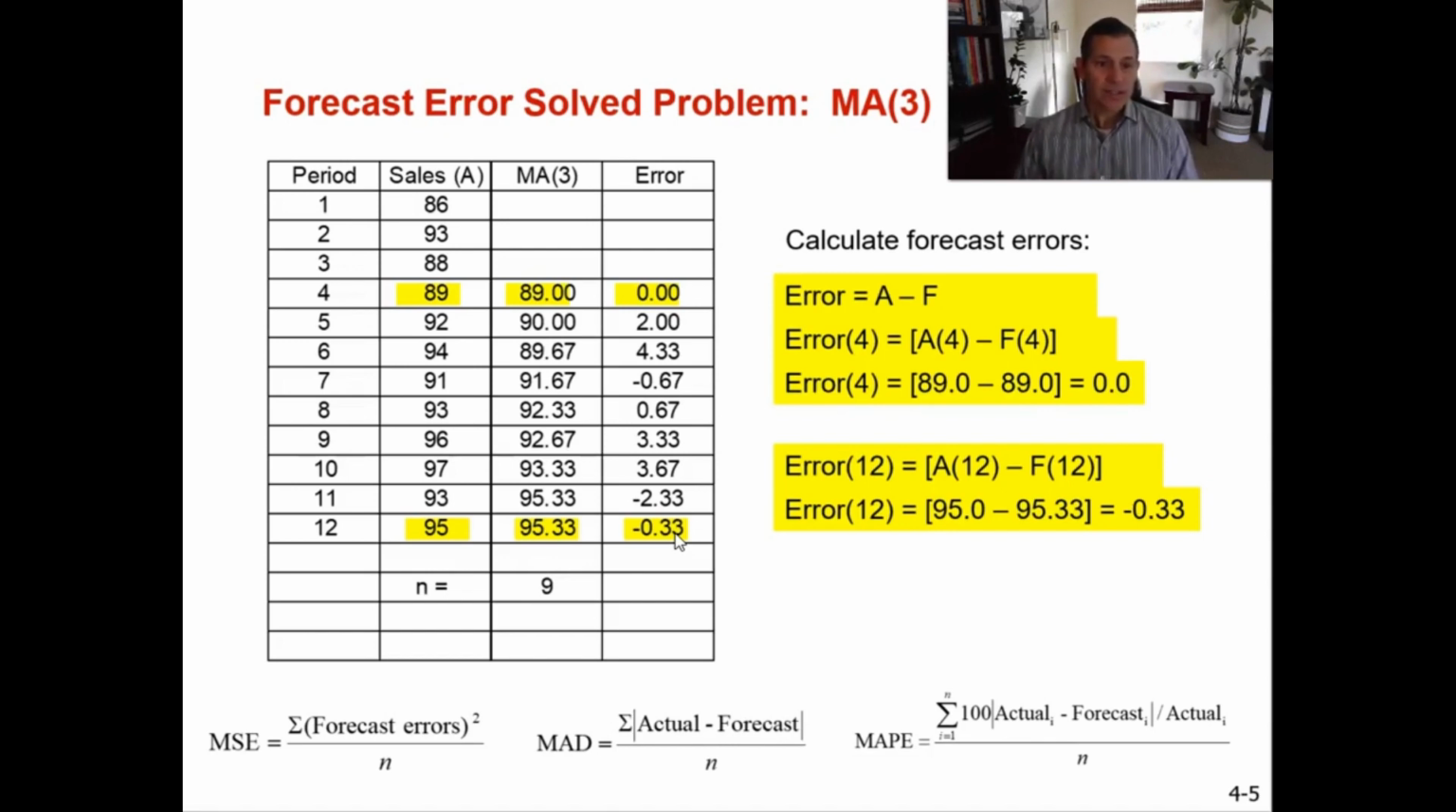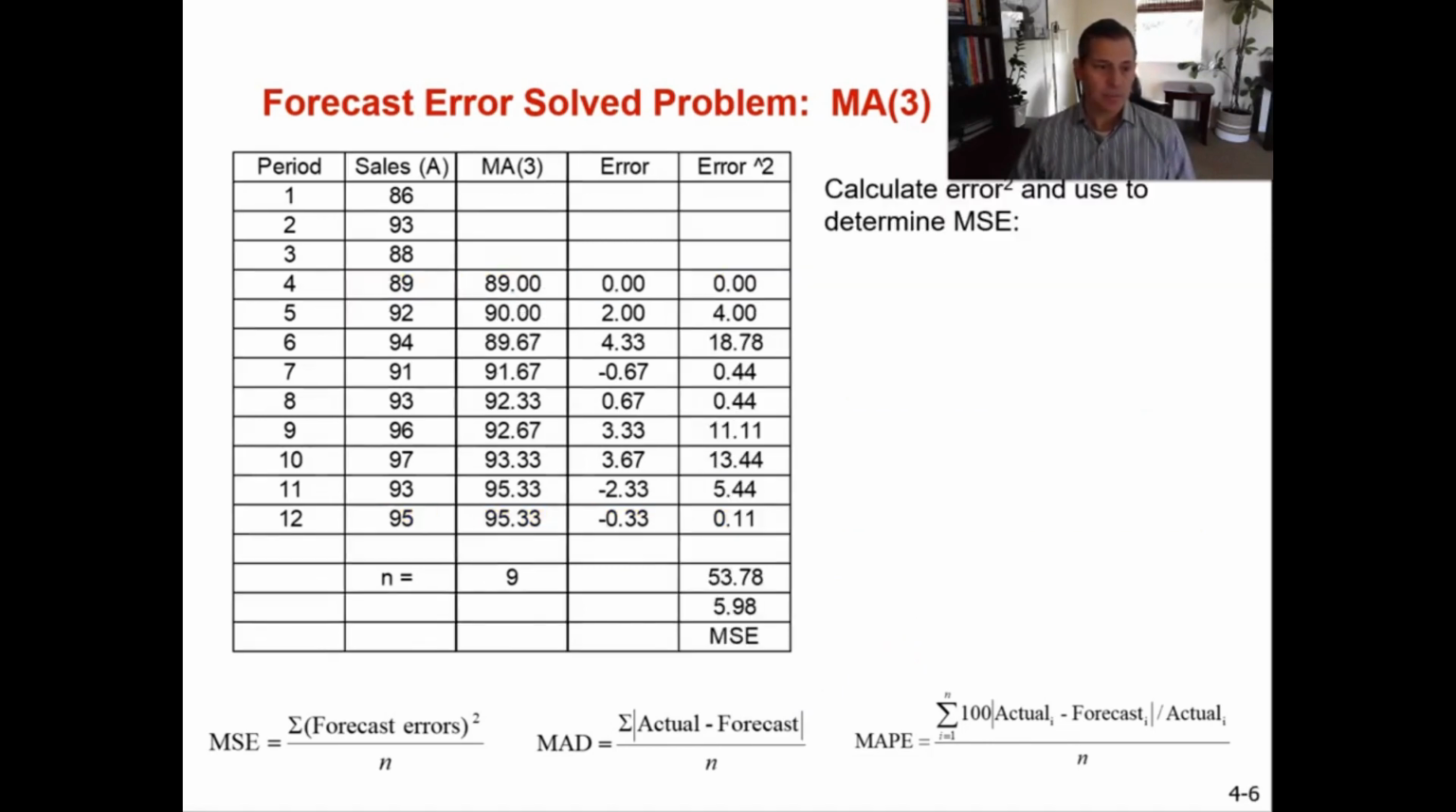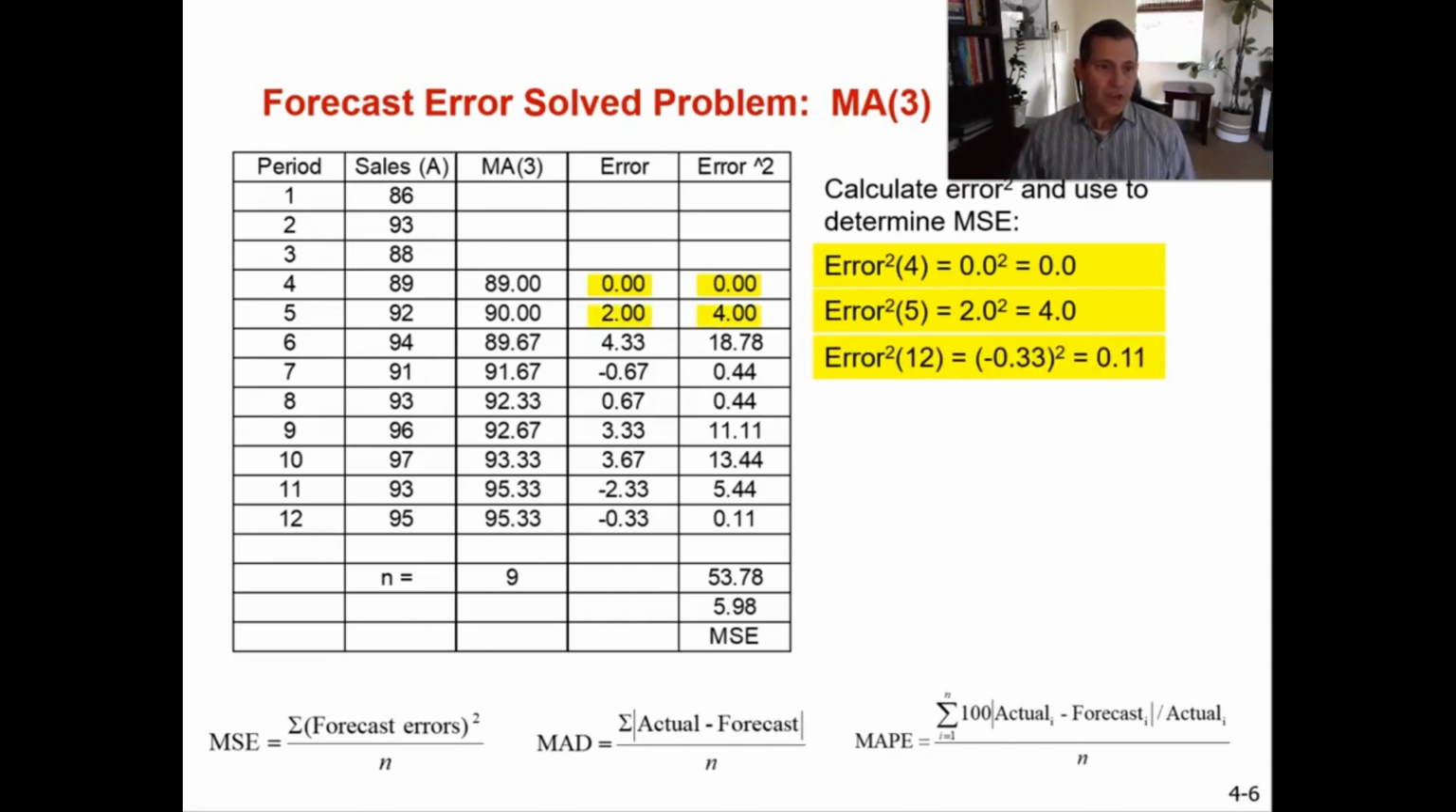So to calculate the mean squared error, first we do the moving average, then we calculate our error, and then our next step is to square the error. So 0 squared is 0 for period 4. For period 5, 2 squared is 4. For period 12, so jumping down to 12 again, negative 0.33 squared is 0.11. So our error is 0.11.